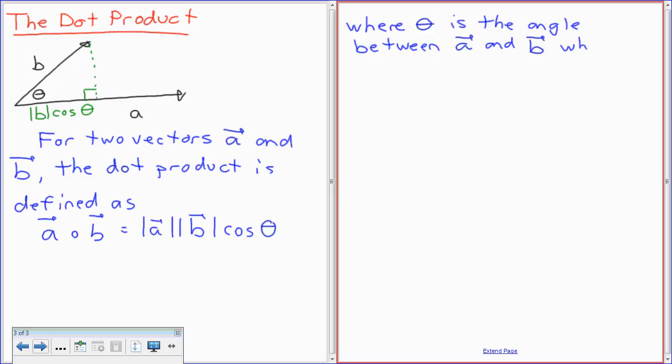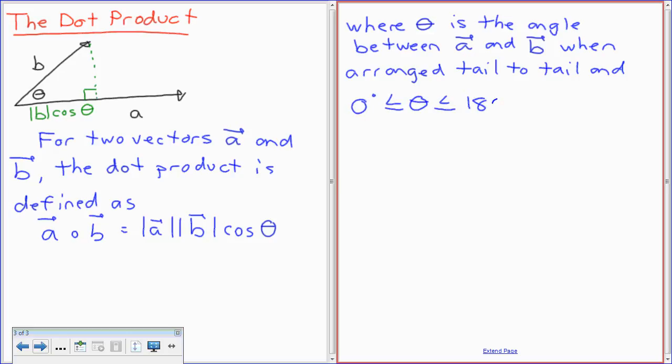When arranged tail to tail, and 0. Let me go the other way here, and we'll talk about this. So we're starting the scalar into a vector multiplication. That's what this is starting into. Okay, so what we're doing here, I'll just talk you through as you're writing there.